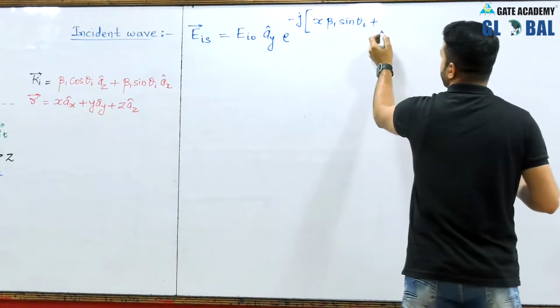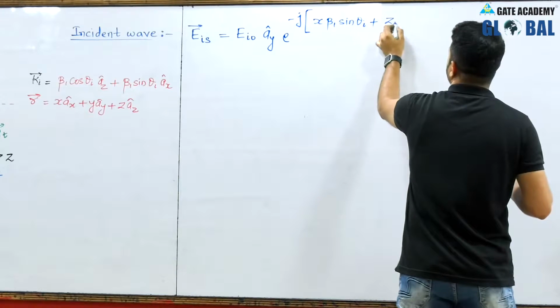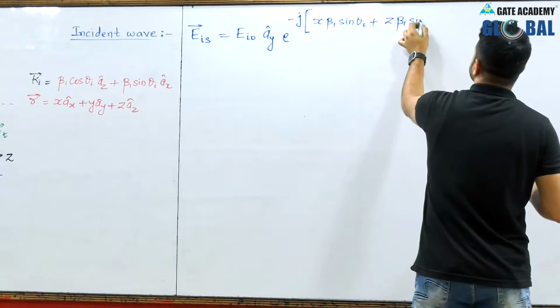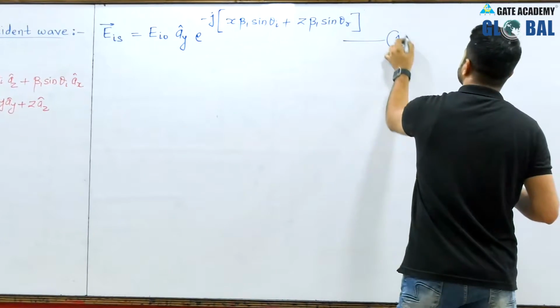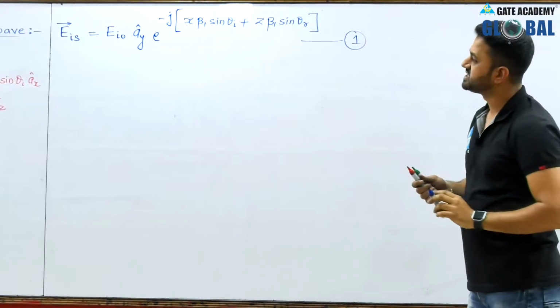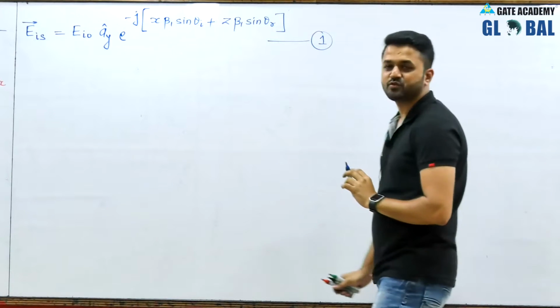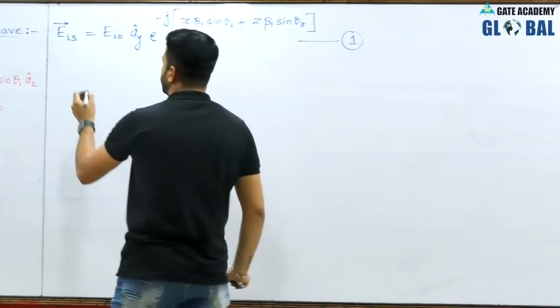plus z beta 1 sin theta r. This is equation number 1, the incident wave. Now we have to write the magnetic field equation.